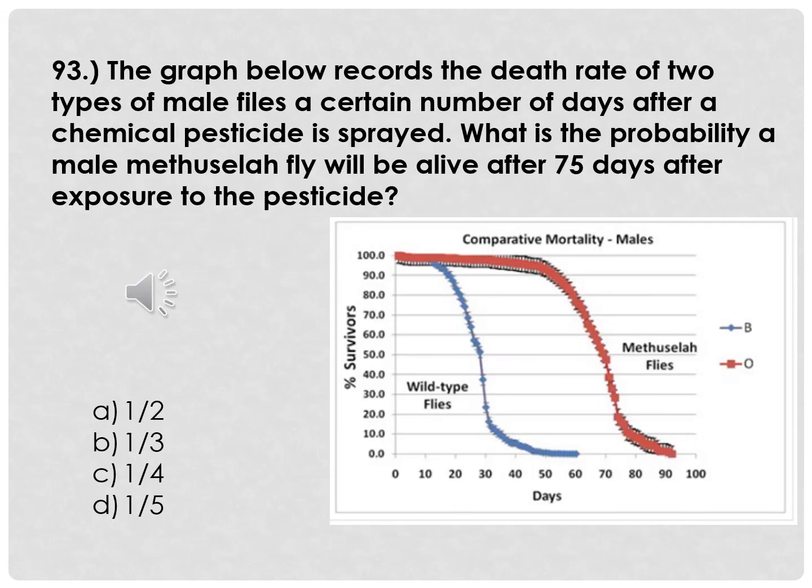The graph below records the death rate of 2 types of male flies a certain number of days after a chemical pesticide is sprayed. What is the probability a male Methuselah fly will be alive 75 days after exposure to the pesticide? If you look at the x-axis, 75 days corresponds to roughly 20% on the y-axis. Since about 20% of the Methuselah flies survive after 75 days, the probability of one fly's survival is 1/5. Our answer is D, 1/5.